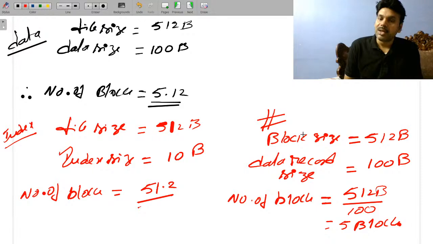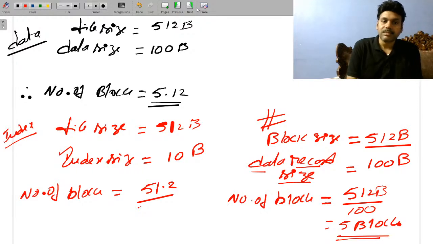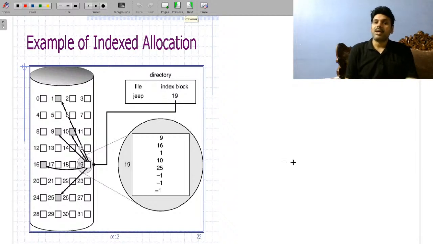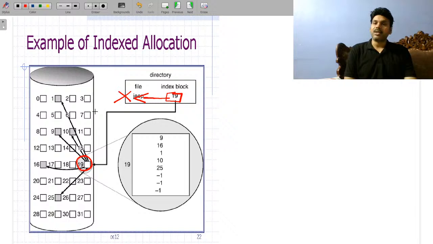Same case, instead of data record size, it will ask you the index record size. So take your data block divided by the index size you keep. It will tell you how many indexed blocks you require. So this is how it works for indexed allocation. So we have taken the 19th block exclusively for the index, and this 19th block is an indexed block only for your file X, not for somebody else. So every file requires one index block and the rest are your data blocks.